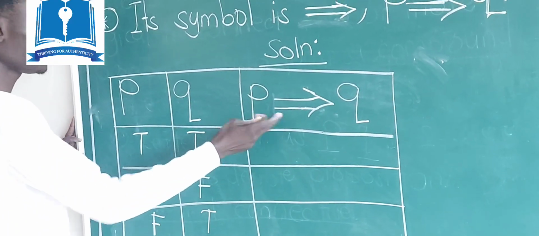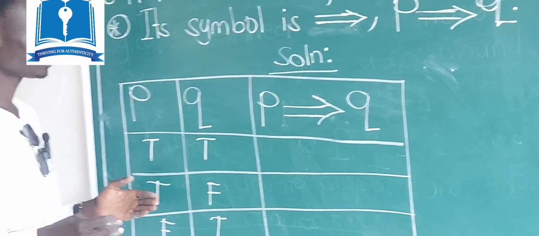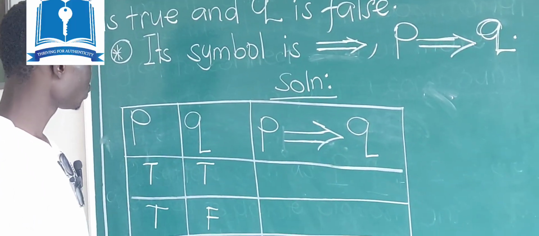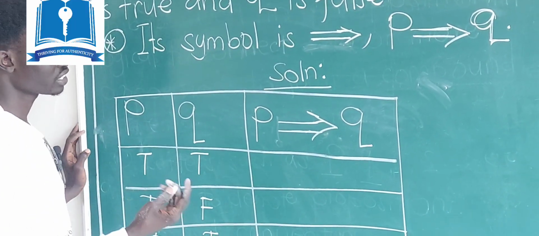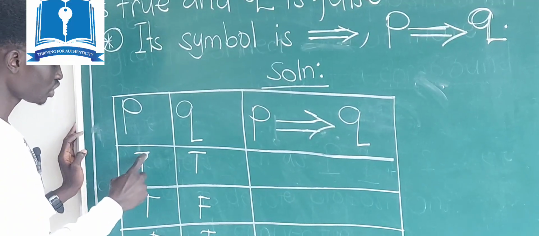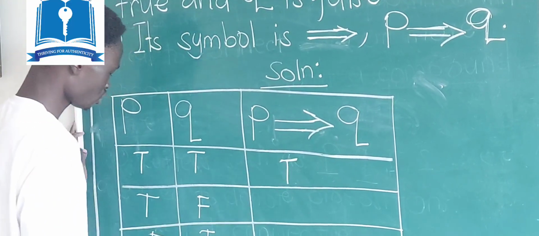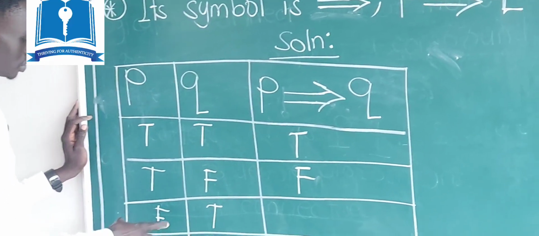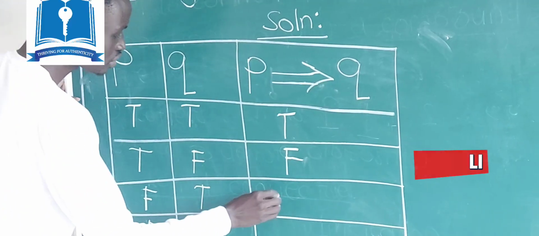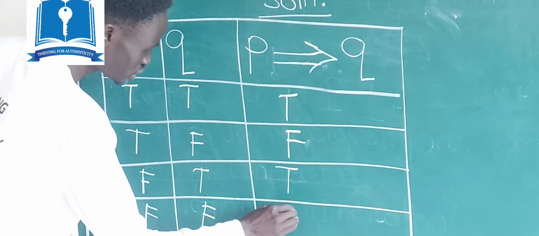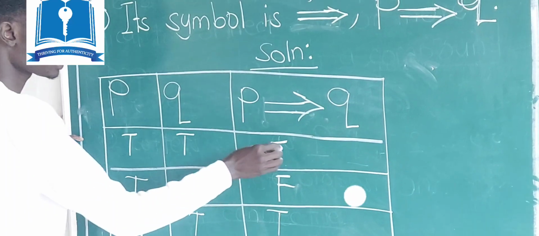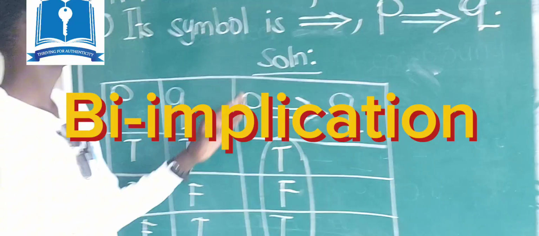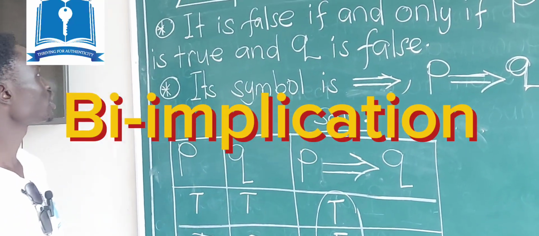Now for us to get implication, we say it is false if and only if p is true and q is false. So if p is true and q is false, then we are talking about implication. But now here we have true, true, meaning it is true. True, false, meaning it is false, since it obeys the implication rule. We have false, true. It is true. We have false, false. It is true. So the answer is this. Okay. So this is the logical connective three.